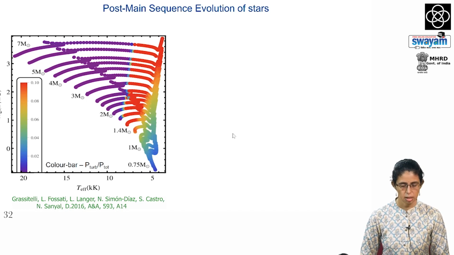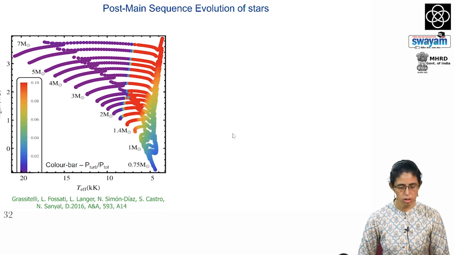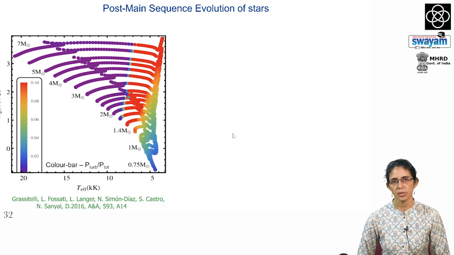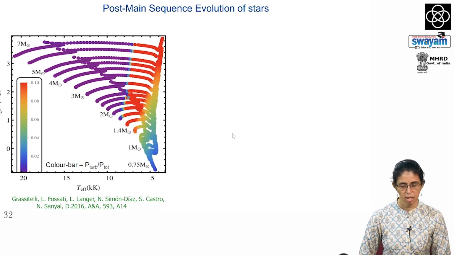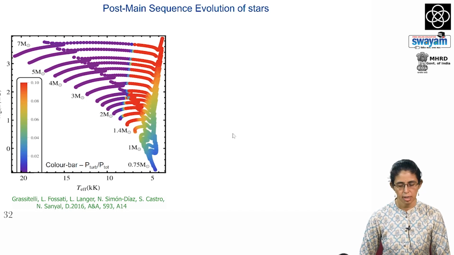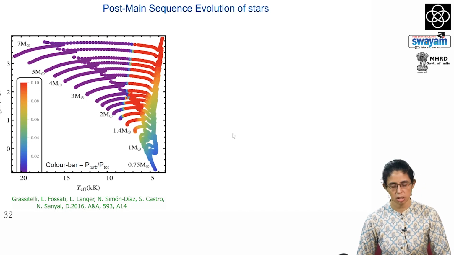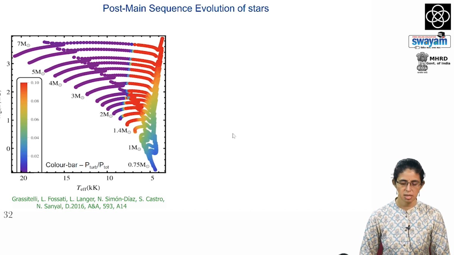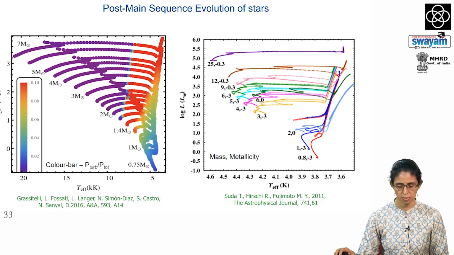This panel on the left shown in the slide shows the modeled evolutionary stages of stars from 0.75 solar mass to around 7 solar masses. The color coding here represents the ratio of the turbulent pressure to the core pressure. So, this color coding shows that towards the giant stage or the later stages, one sees that the convection dominates as compared to the other pressures, that is the radiation and thermal pressure.